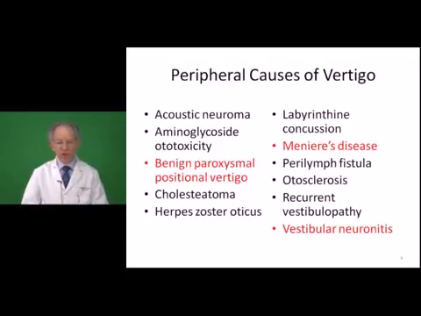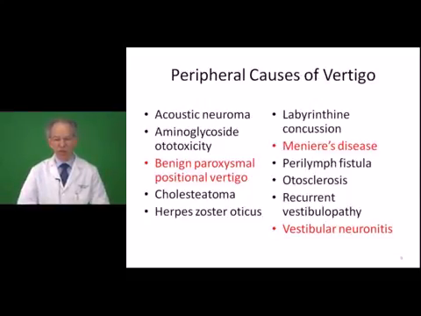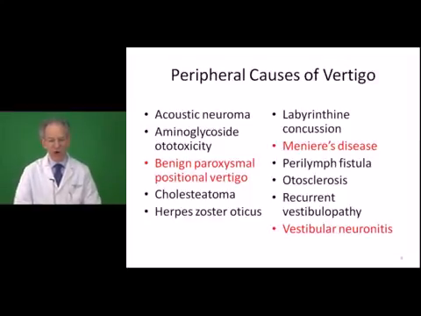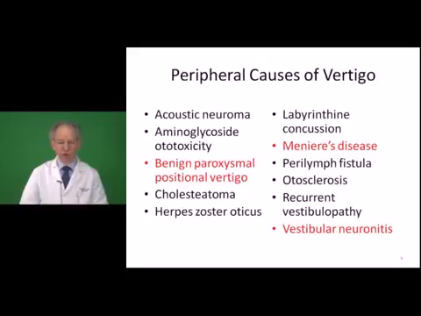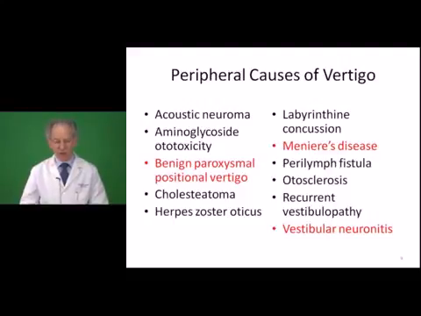There are numerous causes of vertigo. Here is a list in alphabetical order of the peripheral, that is, inner ear causes of vertigo. And many of these disorders will be discussed, though some only briefly. The 3 disorders that are in red will be discussed more thoroughly because they're so common and likely to be encountered. These include benign paroxysmal positional vertigo, Meniere's disease, and vestibular neuronitis, often called vestibular neuritis or even labyrinthitis.